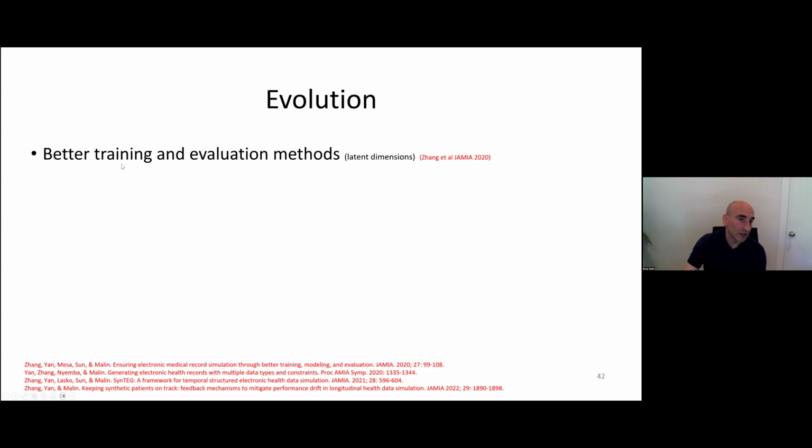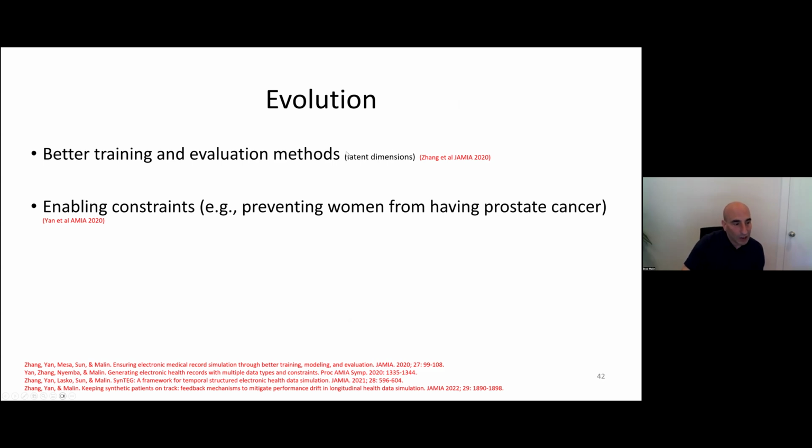One was to develop better training and evaluation methods. And particularly, we realized that one of the reasons why these systems looked great on paper, they looked great superficially, but they weren't doing that great once you started looking at latent dimensionality. So instead of just saying, do you have this diagnosis or not have this diagnosis, we started looking at the principal components that exist in the system to say, is the topology of the data representative? Right. And so that helped to make the system better.